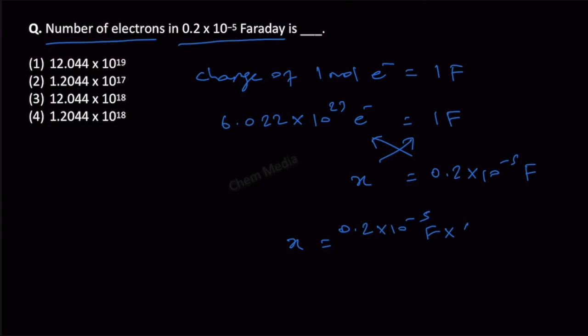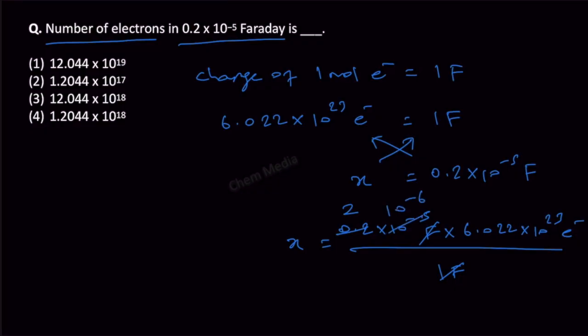Faraday times 6.022 times 10 to the power 23 electron. So therefore let's write this as 2. In that case this will become 10 to the power minus 6. Here we have 10 to the power 23. Together this will become 10 to the power 17. 2 times 6.022, that would be 12.044 times 10 to the power 17 electron.